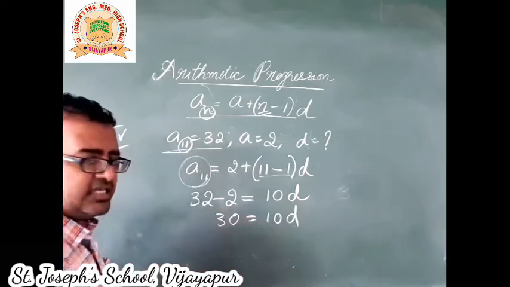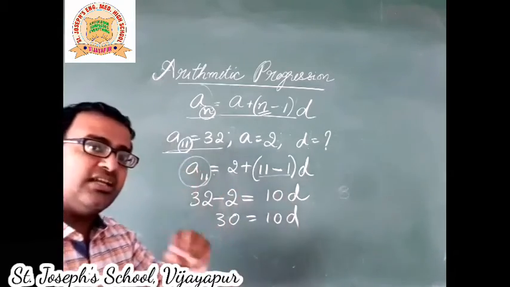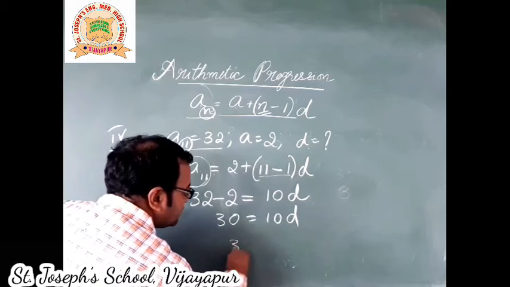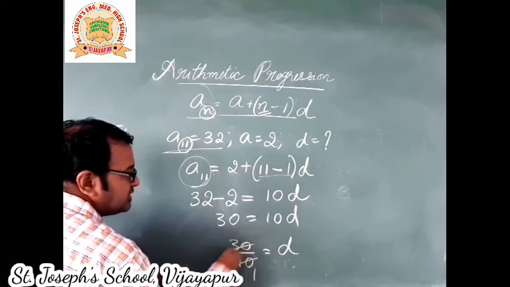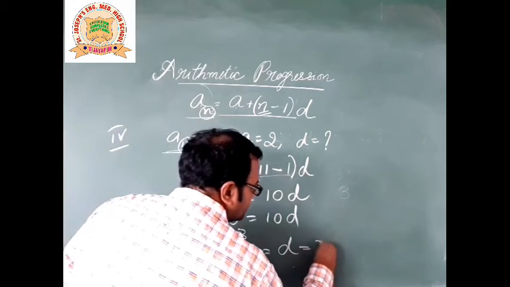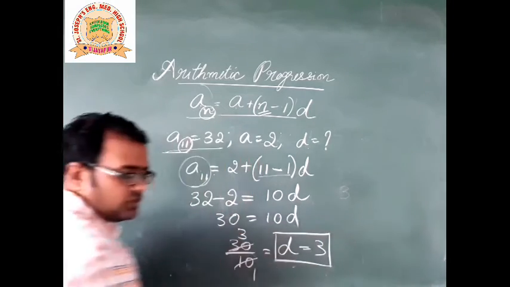So what is d? Bring the 10 to the other side, it becomes divided by. So 30 divided by 10 is equal to d. 10 ones are 10, 10 threes are 30. So the answer is d is equal to 3.